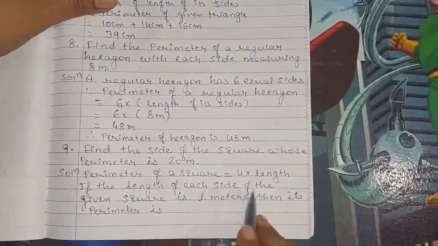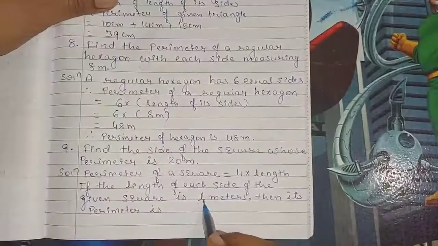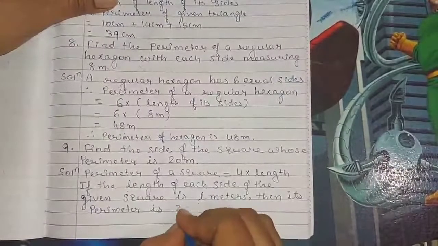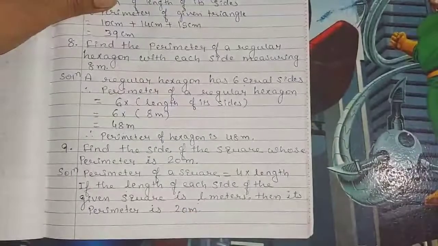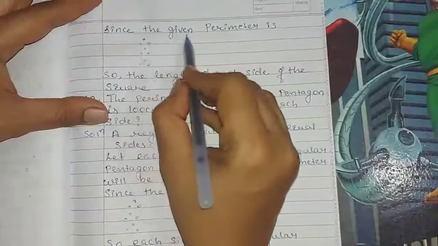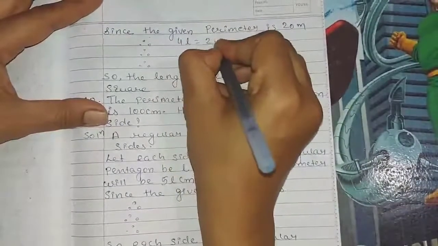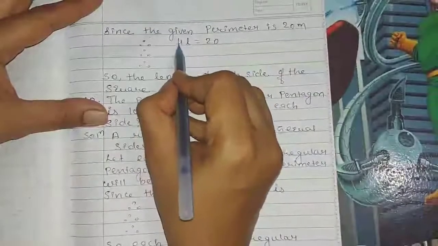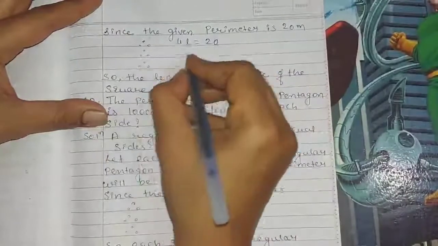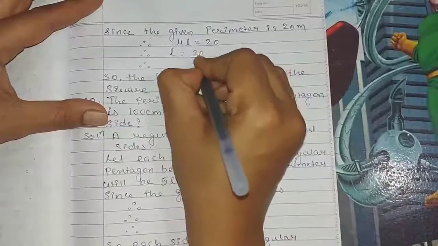So, let us suppose the length of each side of this given square is L meter. We have to find this L. Then its perimeter is what? Perimeter is given 20 meter. This is given in the question. Since the given perimeter is 20 meter, therefore 4L equals 20. 4L is the perimeter of square formula and here 20 is the perimeter given in the question. We have to find L, the length of the square. So L equals 20 upon 4.